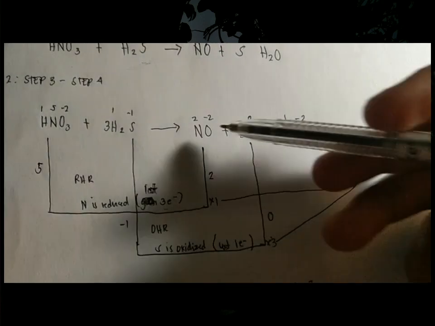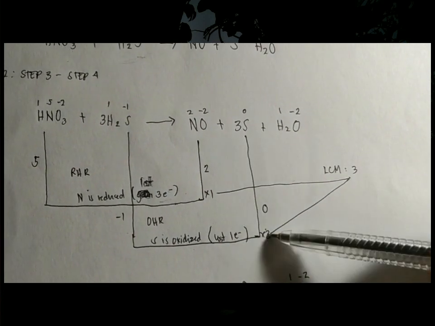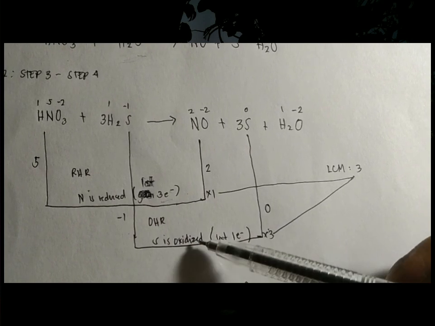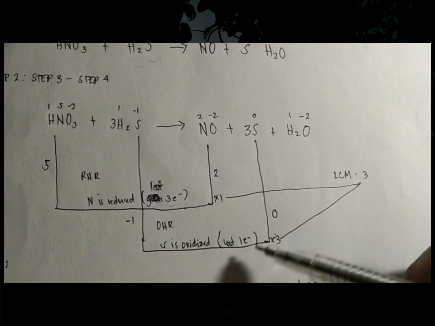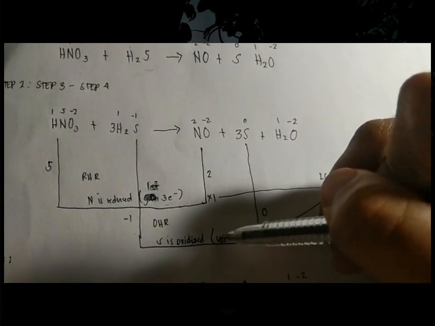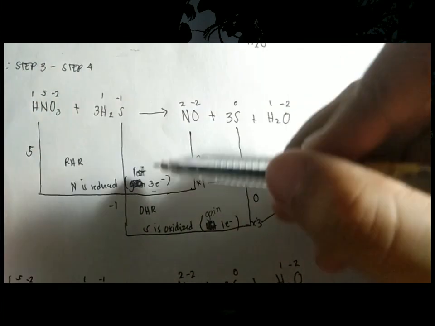Sa sulfur naman, we have negative 1 and here 0. So, negative 1 minus 0 is equal to negative 1. So, mali dito guys na yung nalagay ko. Dapat gain dito. Dapat magkasalungat sila. If dito yung loss, dapat gain dito.